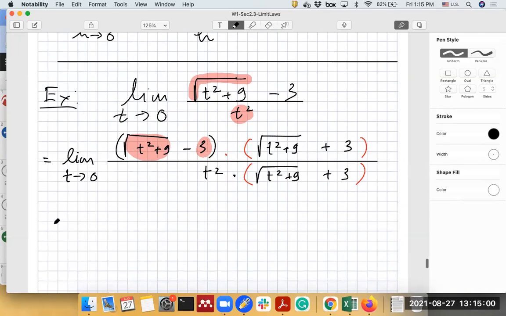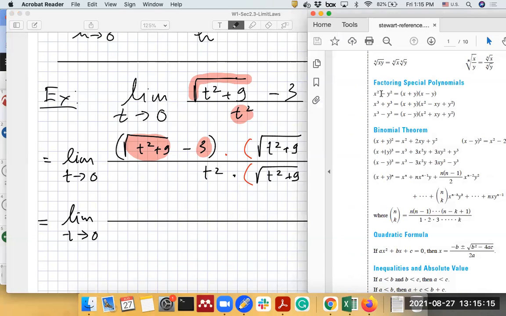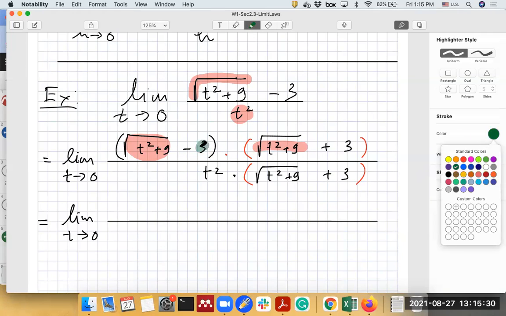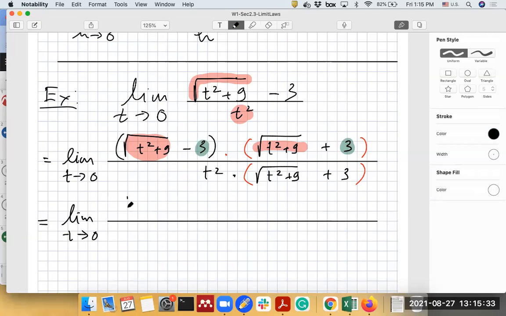And what do we get here? In the numerator, the first square subtract the second guy square, right? What is the first guy? That one, right? And what is the second guy? This guy. Square, subtract 3 square. Do you agree?